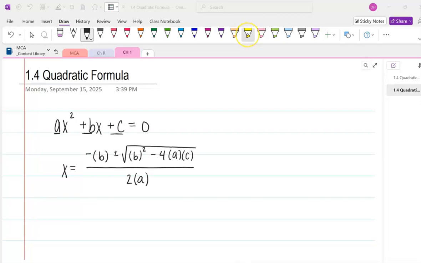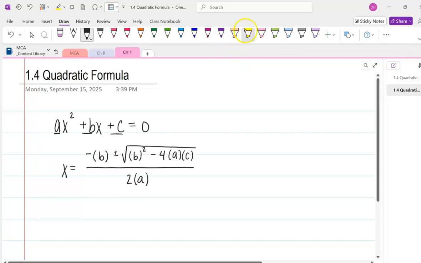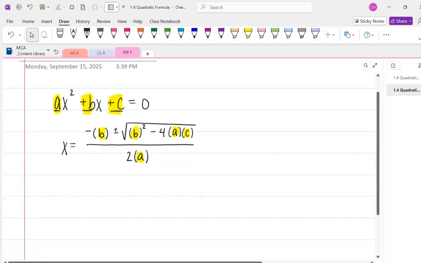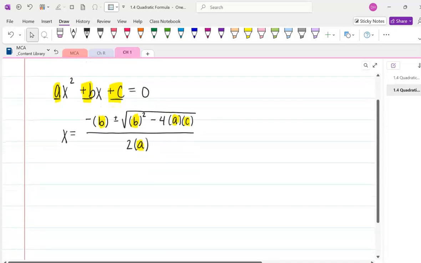I purposely keep the numbers that I'm inputting in parentheses. So it's negative, I put in parentheses b, plus or minus square root of b squared minus 4ac divided by 2a. So the values a, b, and c go right into those spots, and we use parentheses to show that we're inputting them. I'm going to attach a video to memorize the quadratic formula.